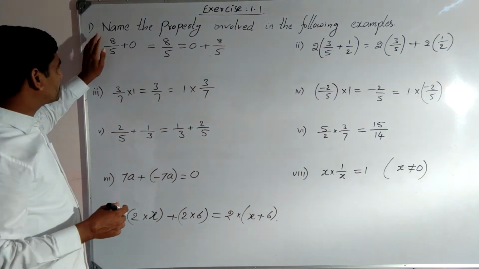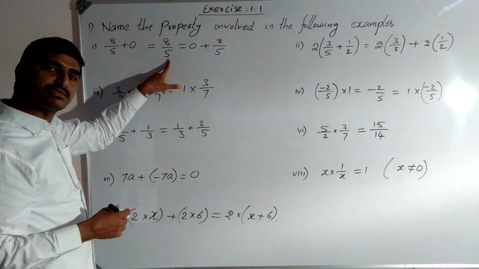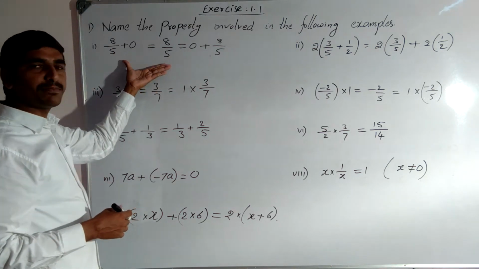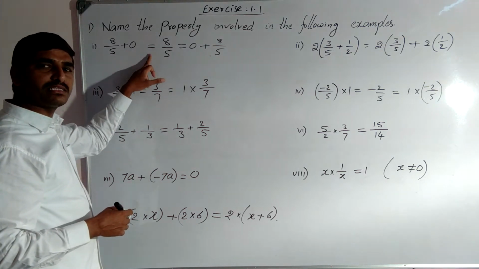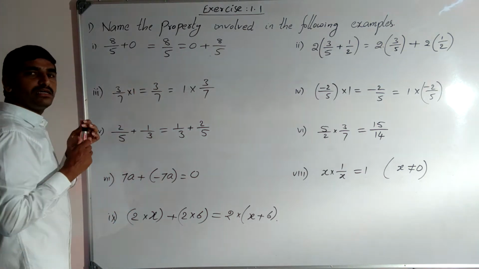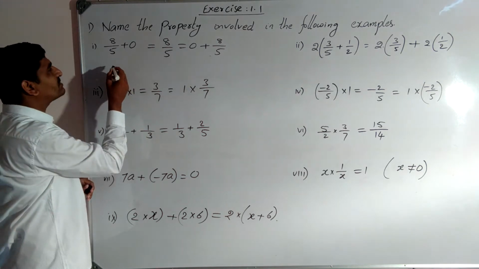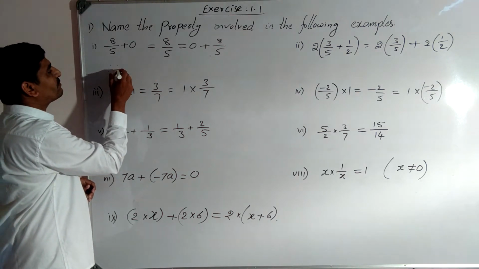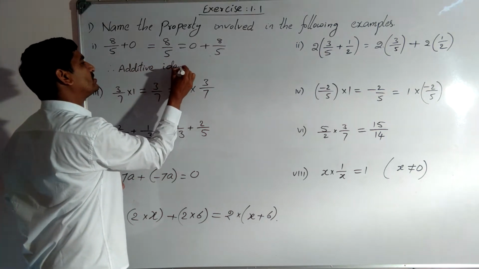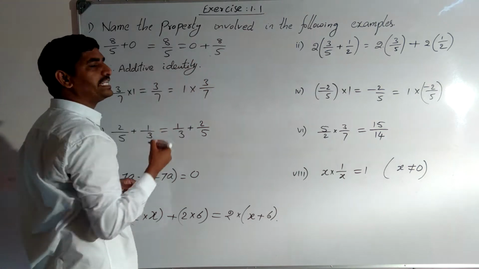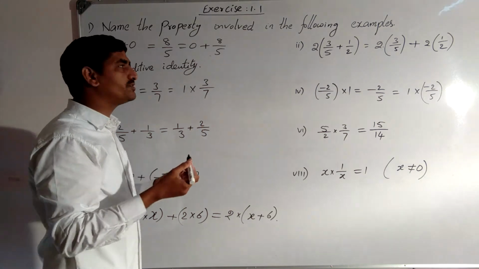Now the first one is something plus 0. 0 is added to this number, and that gives the result the same. What kind of property is this? When 0 is added to a number, the result is the same number. So here 0 is added. 0 is the additive identity. Therefore, additive identity. Something is added to 0, and the result gives the something.